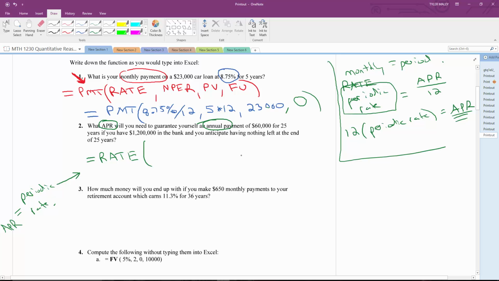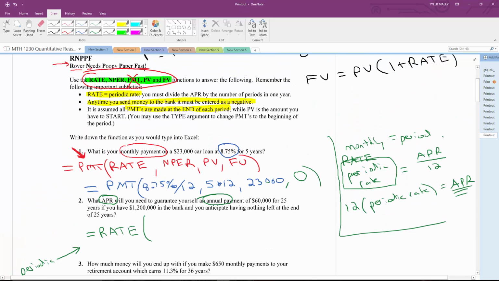So we have rate. So the next part of the function, you want to remember this order, if this is helpful. We're using the rate function, so cross that out, and then we need everything in this order. So the first thing we need is the number of periods. There's 25 years, and we do 1 period per year, so there's only 25 periods total. So we would have 25 periods.